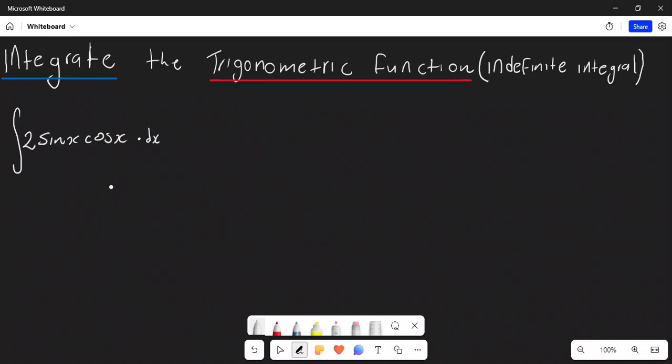Today in this video we'll be finding the integral of the following function here. As you can see, we have the integral of 2 sine x multiplied by cos x dx. Remember, dx means we are integrating with respect to x. If you think you can do this one, pause the video and do it, and let's see if you're going to be able to find the right answer at the end of this video.